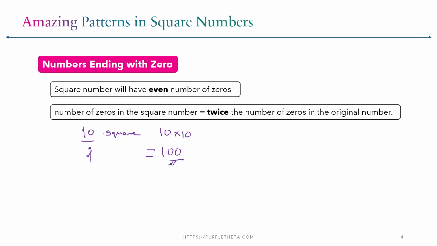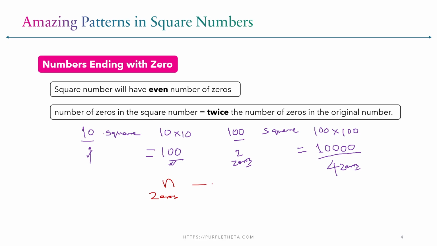So 1 zero became 2 zeros, right? Now let us take another example. 100. Its square will be 100 multiplied by 100, right? This is equal to 1 and 1, 2, 3, 4 zeros, right? So here 100 has 2 zeros and its square 10,000 has 4 zeros, right? So if a number has n zeros, then its square will have 2n zeros, right?